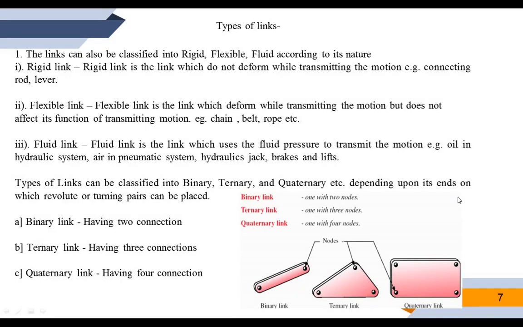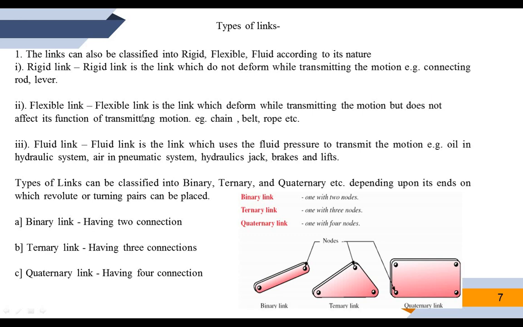Okay, so links can be classified in different ways. The first classification of links is based on their nature: rigid link, flexible link, and fluid link. First is the rigid link. A rigid link is a link which does not deform while transferring the motion. Rigid means there is no deformation. For example, the connecting rod and lever are examples of rigid links.